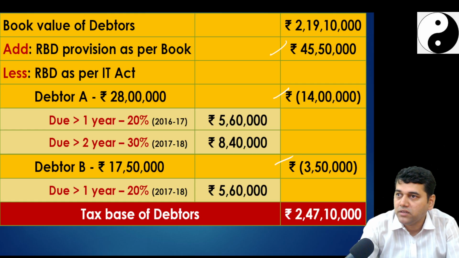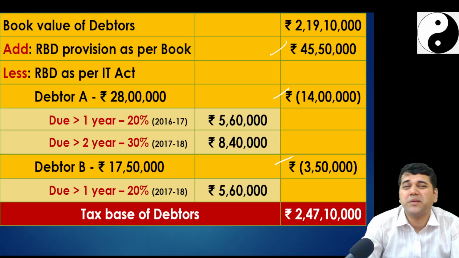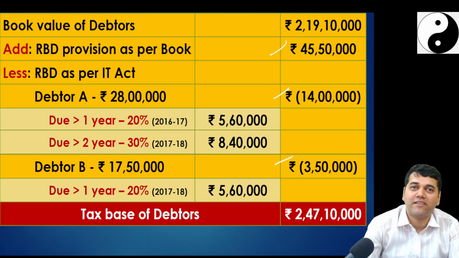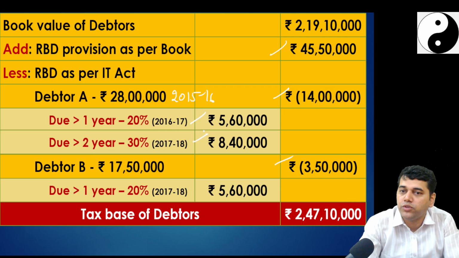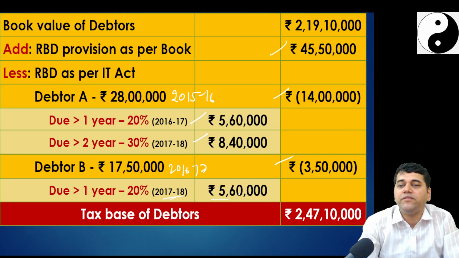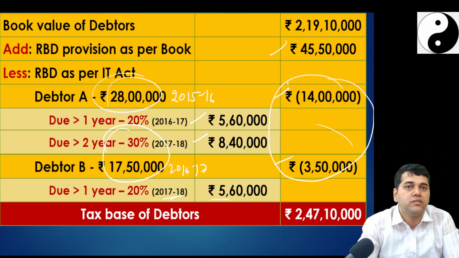Are you clear about this working? This is the most tricky thing in this entire problem, because the problem comes with that assessment year, irritating year. They should have gone for the full year only. Very nice. 2017 means we understand 17-18. So this person came in 2015-16. The first year he was due, we claim the deduction. The second year he was due more than 2 years, we claim 30%. This person came in 16-17 only, so only in 17-18 we claim 20%. So this is the total RBD we claimed for the two debtors, and whatever we claimed in the accounting we added back. Are you clear?